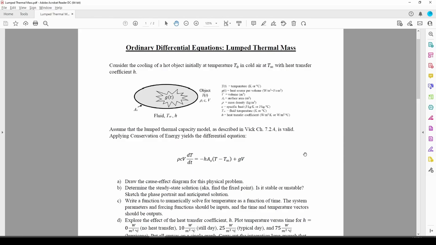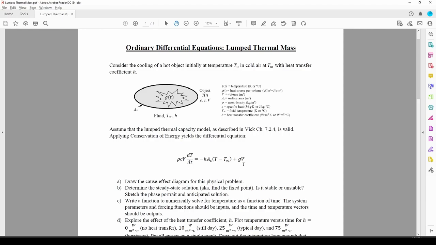In this two-part video, we'll explore the temperature of a thermal mass using one of MATLAB's built-in ODE solvers, ODE45. The first video will be more of a qualitative analysis using phase portraits and anticipated solutions. The next video will actually solve the ODE numerically.